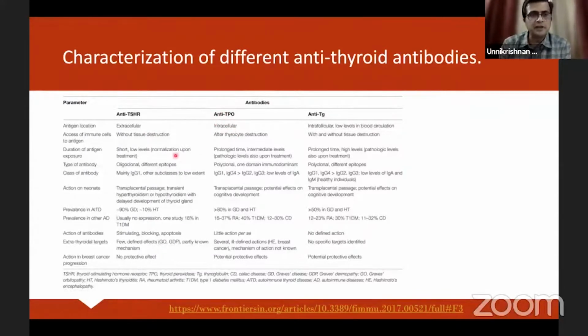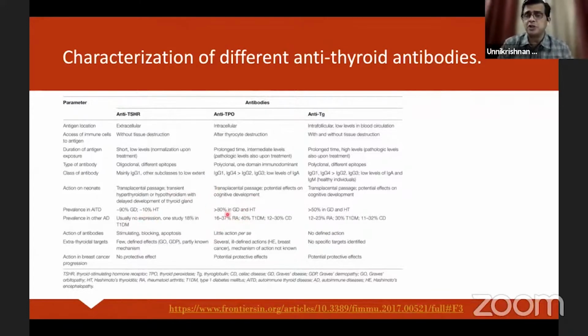The duration of antigen exposure is short for the TSH receptor antibody and longer for the others. The class is mainly IgG1 for all the three. In the neonate, transplacental passage can occur for all the three antibodies. Important to note that all these antibodies are seen in autoimmune thyroid disease. TSH receptor antibodies are present in 90% of people with Graves' disease and 10% of Hashimoto's. And TPO antibodies are seen in more than 80% with Graves' disease as well as Hashimoto's.